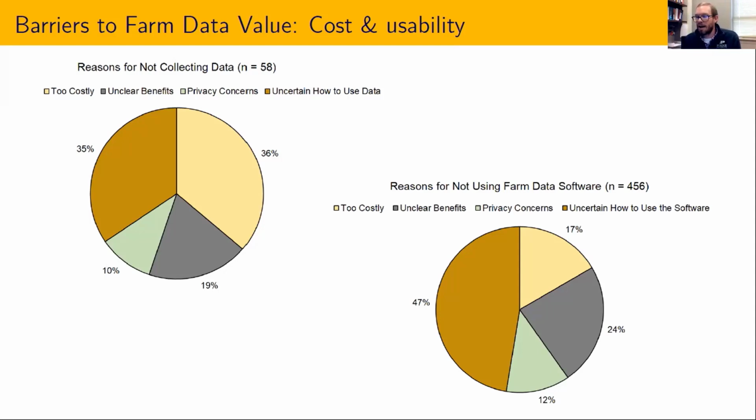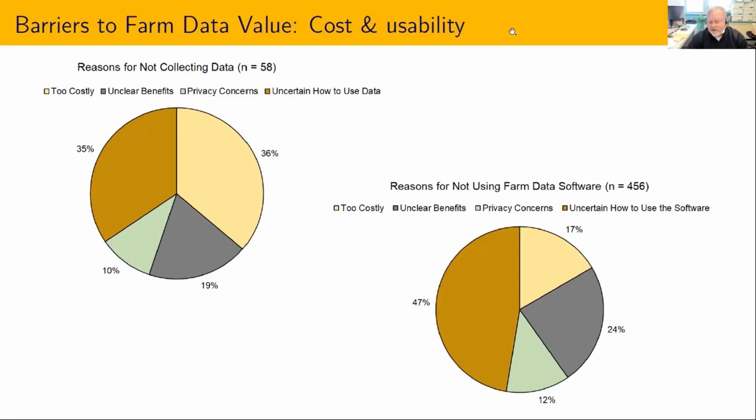But then when we looked at software adoption, so again, whether or not you adopted Granular or Conservis or something like that, if they didn't, we asked them what was the primary reason for not using these software tools. There, the uncertainty with the software was by and large the most common response. Depending on the data type or the data analysis tool, there's some hesitancy to use these products because they're just uncertain of how to use it. How do we implement this into our existing farm operation? How much time is it going to take to integrate this? Does it work with all of our equipment? All of those kinds of concerns can be major roadblocks.